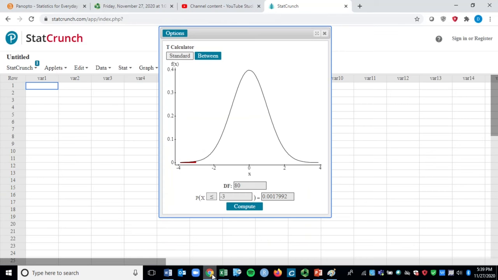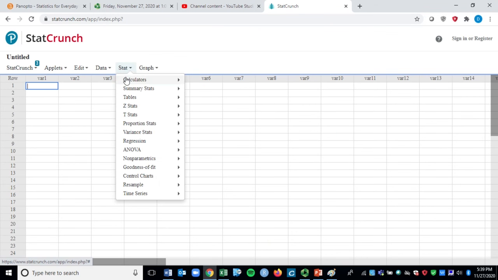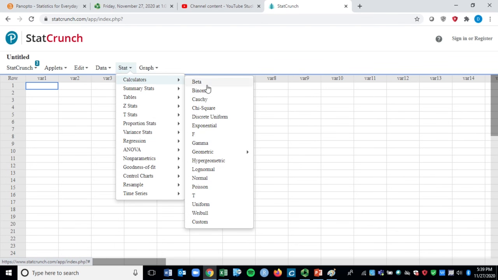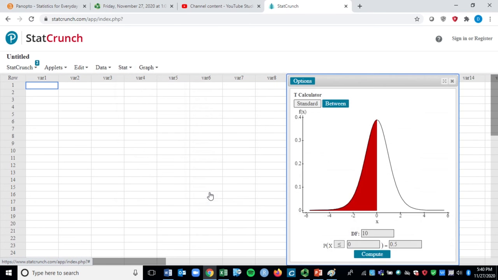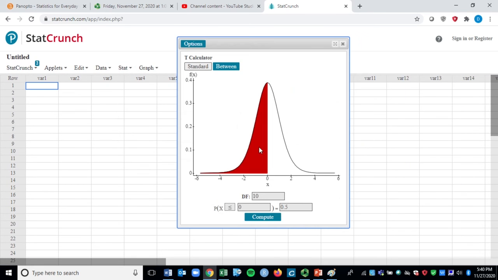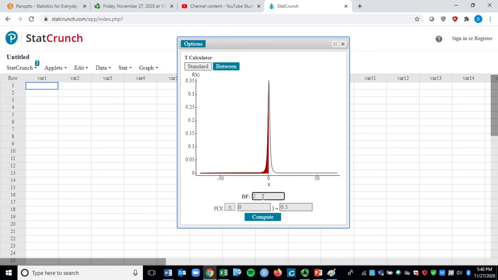And let's get into StatCrunch. So let me show you. You go to Stat, you go to Calculators, and you're going to go to the t-distribution this time. And it gives a default of 10 degrees of freedom.